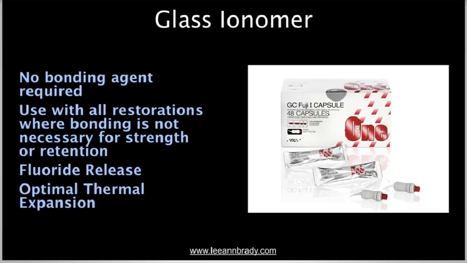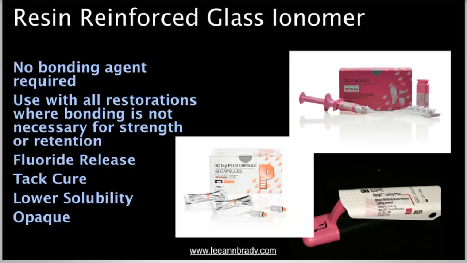Glass ionomer comes in lots of formulations. You can mix it, you can triturate it. Most of these are opaque, so one thing to know about them is they are an opaque white color, not a deal breaker under an opaque restoration.